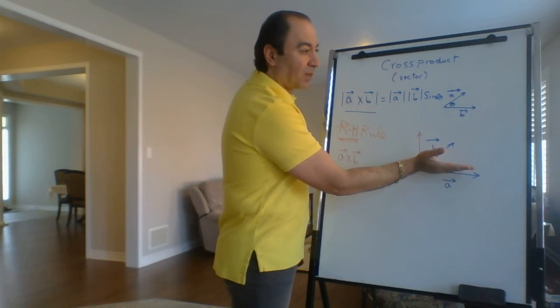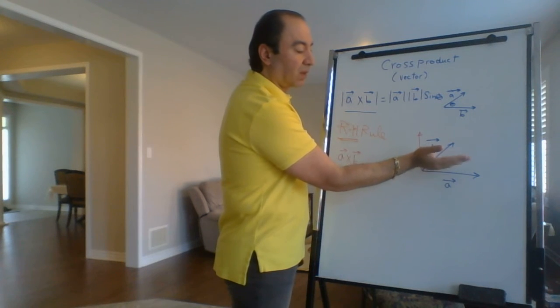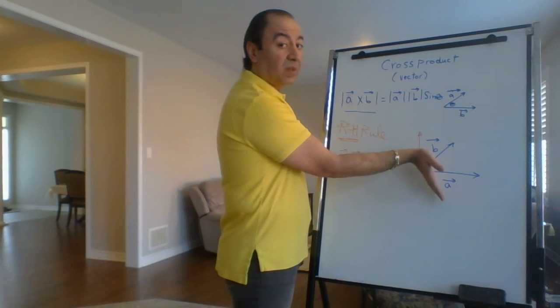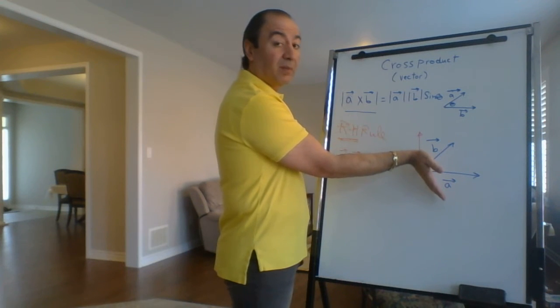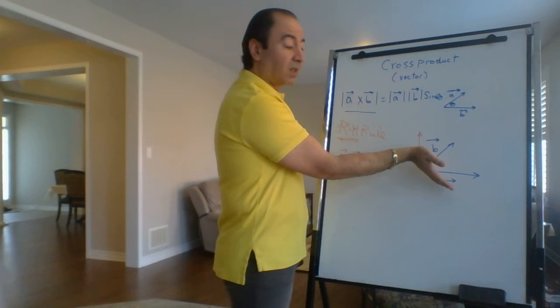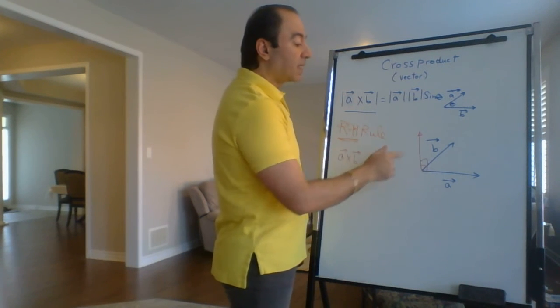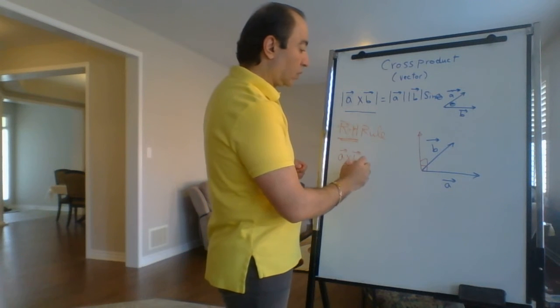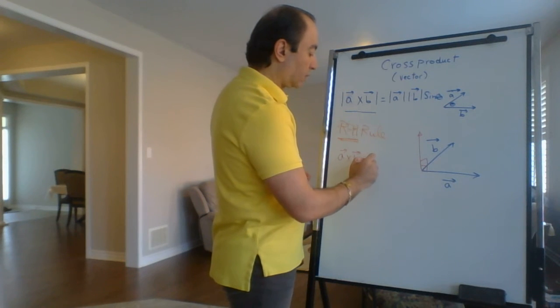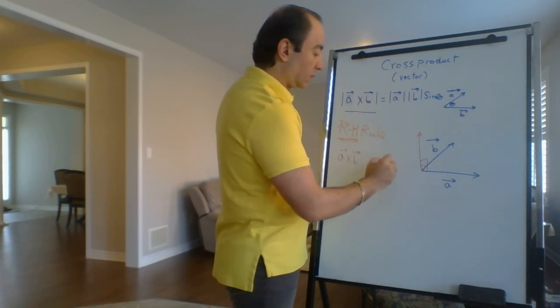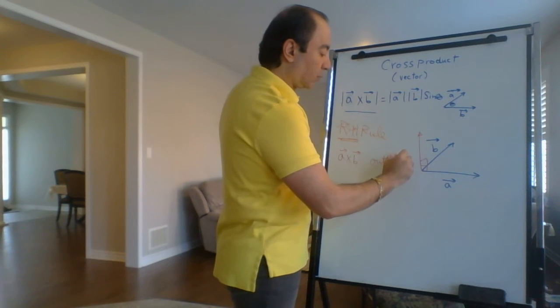Some person says, okay, why don't you go the other way? I cannot curl my fingers to reach vector B unless I break my wrist, right? So I have to go this way and my thumb will be here. So this is out of the board. The direction is out of the board.